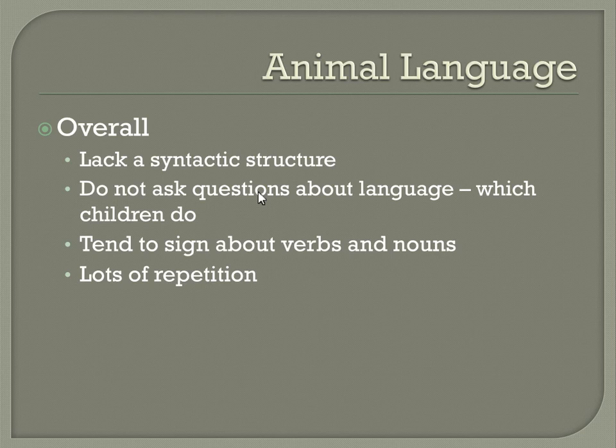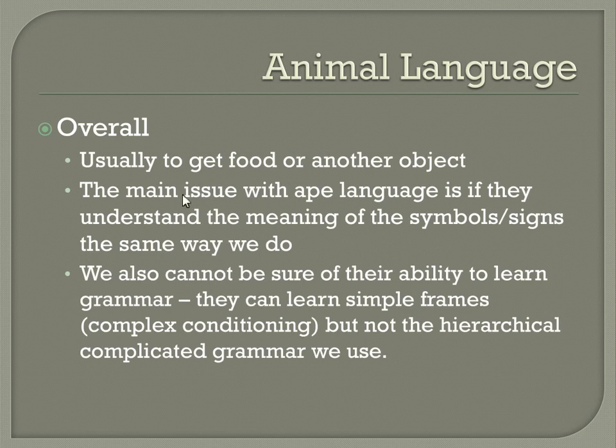They tend to only sign in verbs and nouns, so there are no function words, but to be fair, ASL tends to lack many function words as well. And there's lots of repetition. It's usually to get some food or other object, so it is goal-oriented, which is also a human thing. But the main issue with ape language is whether the understanding of the symbols is the same as our understanding of symbols. And I don't know if there's a good way to solve that problem, really, because you can't really ask them. Okay?